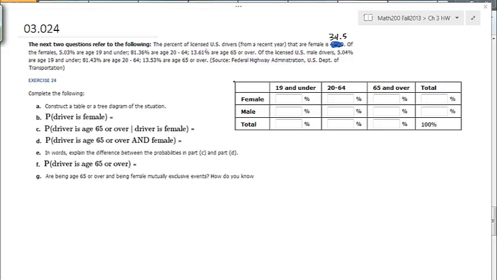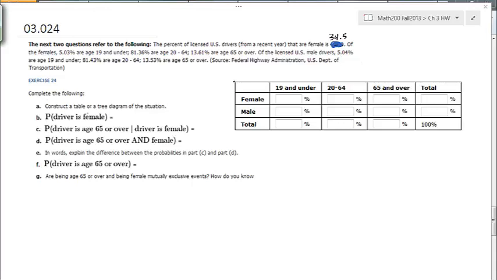A percent of licensed U.S. drivers that are female is 34.5. So this is a percentage. And then of the female drivers, 5.03 are 19 and under, 81.36% are 20 to 64, and 13.61 are aged 65 or over. And then here's similar information about the male drivers, but they don't give a percentage of all the male drivers. We'll figure that out in a minute.